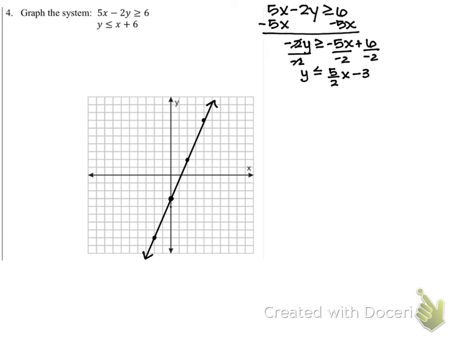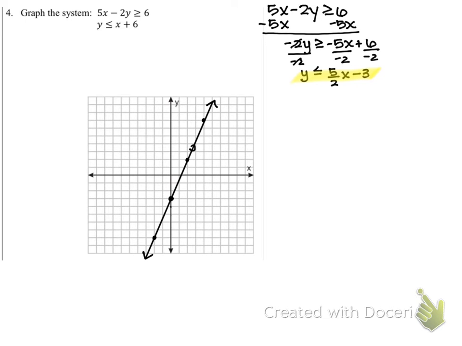So I'm going to go back to the highlighted inequality, the one that I manipulated. Now, hopefully I flipped my inequality like I was supposed to. So make sure that you know the rules here for flipping your inequality symbol or keeping it the same. Okay, so now we've got y. Y is by itself.